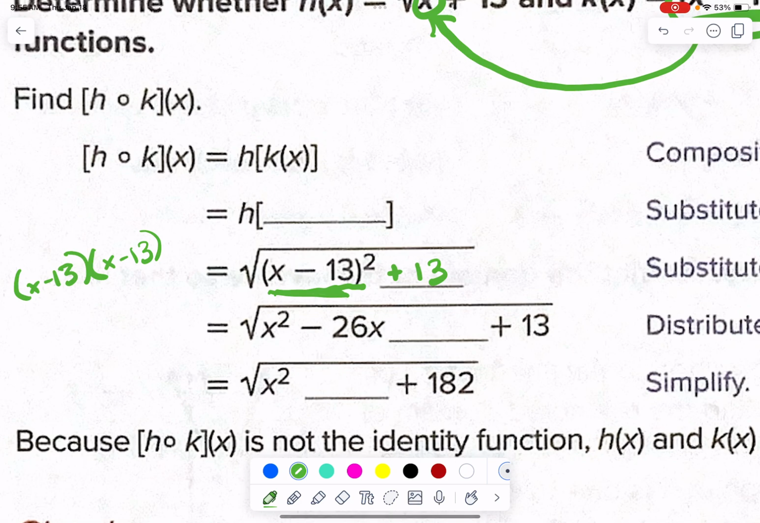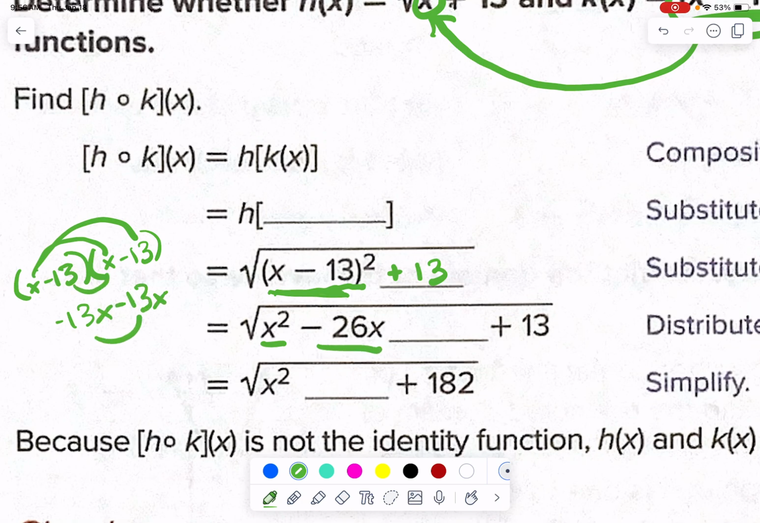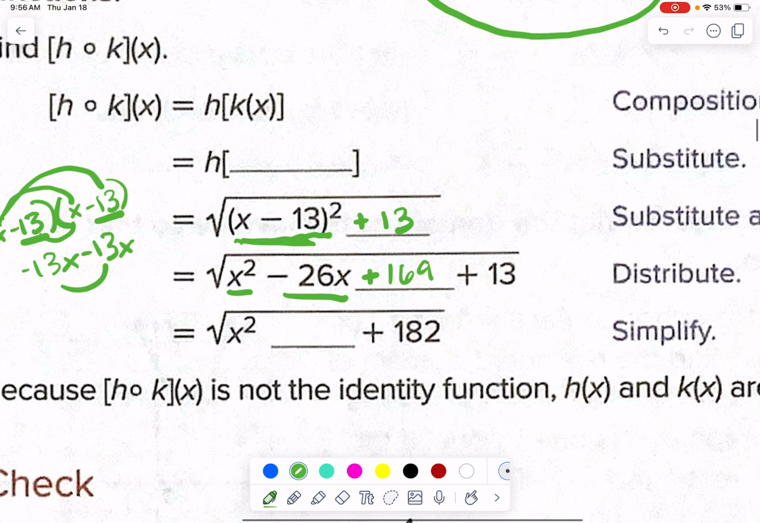Poor thing. Okay, yeah. All right, so FOILing x times x is x squared. X times 13 is minus 13x. We have another minus 13x, and that's where they get the minus 26x. And then minus 13 times another minus 13 is plus 169. They're putting this stuff together and combining like terms. So we get x squared minus 26x plus 182.